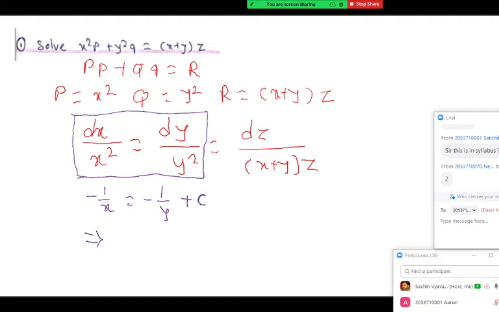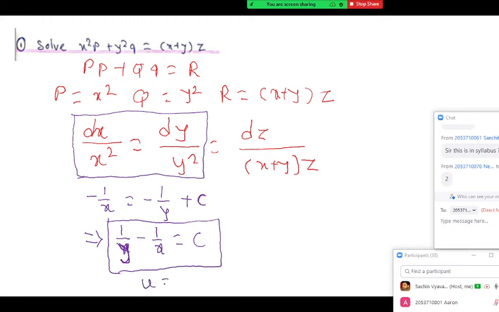So I can rewrite this equation as 1 by x or 1 by y minus 1 by x. You can write it any of the way. So I will write it like this: 1 by y minus 1 by x is equal to c. So it is one solution we got, like u is equal to constant. This is one of the solutions we got.